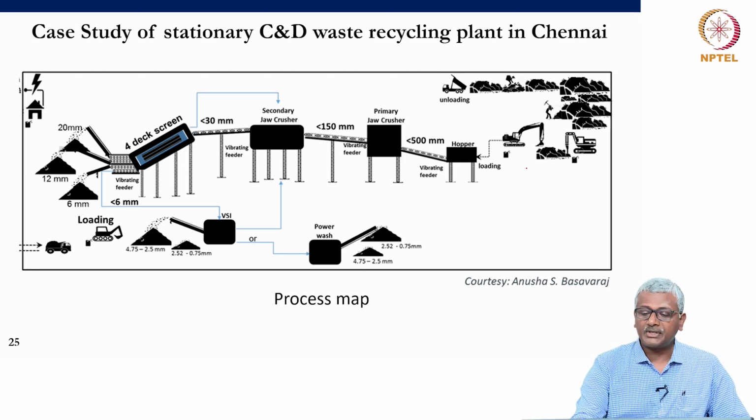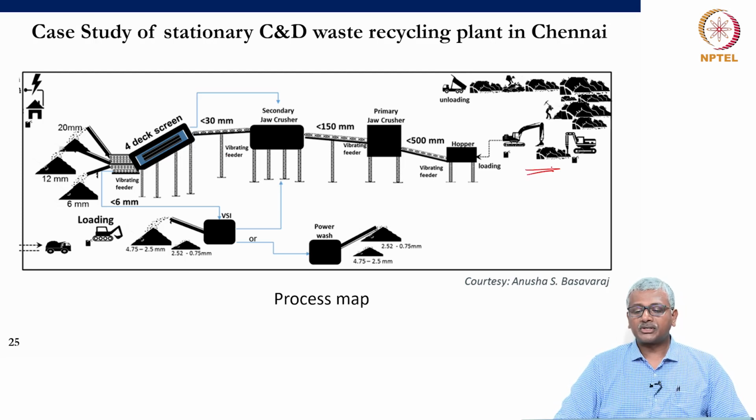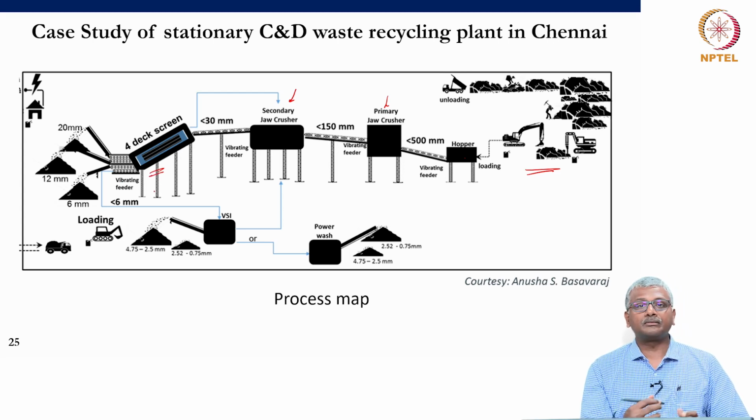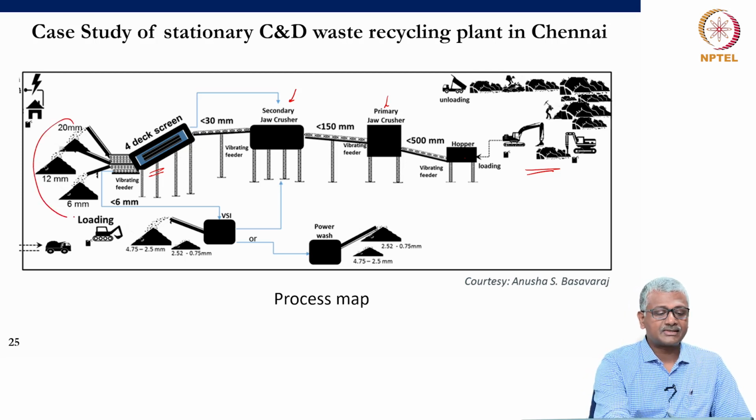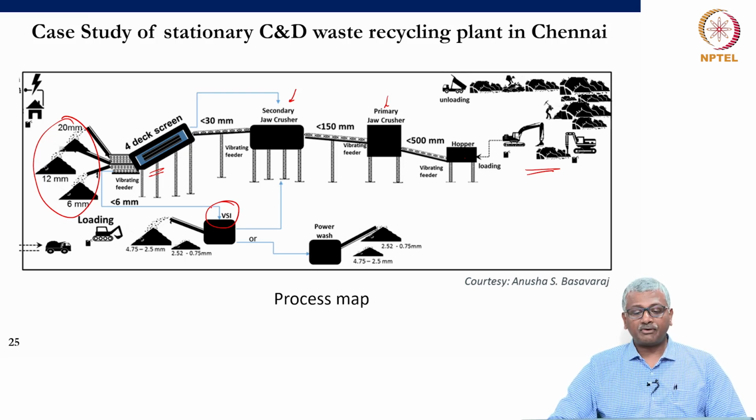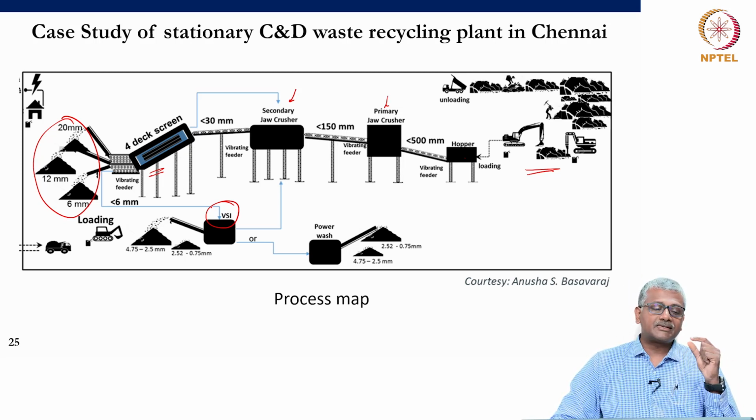You have of course the extraction of the construction and demolition waste, loading into the hopper, and then you have a primary jaw crusher, secondary jaw crusher, and then a vibrating feeder that basically separates the material out based upon the sizes. Now, of course, these sizes that are collected, you can also send them into a vertical shaft impact crusher that will create aggregates of more equidimensional shape. Otherwise, if you just use a jaw crusher, your aggregates will have a lot of flakiness and elongation.